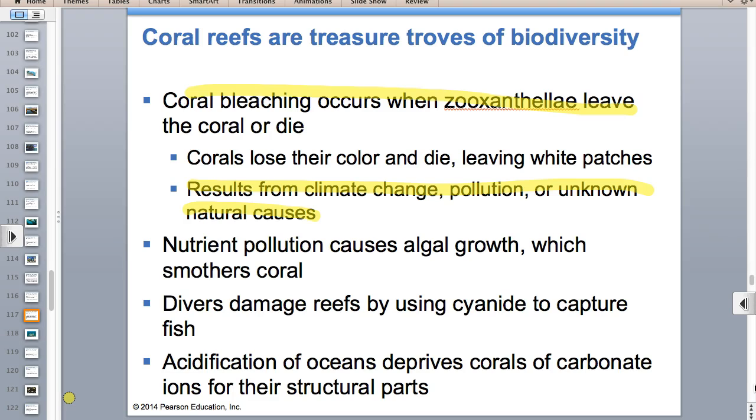So when we talk about pollution, that's what we mean. Or we can mean ocean water being too acidic, out of the range of tolerance, right? And so that's what, yes?